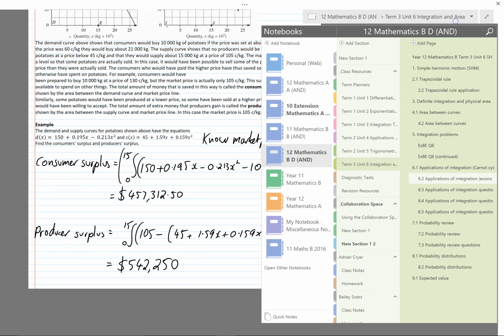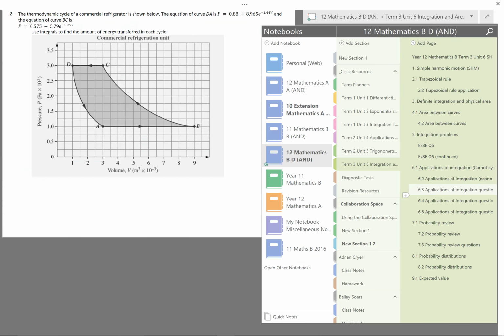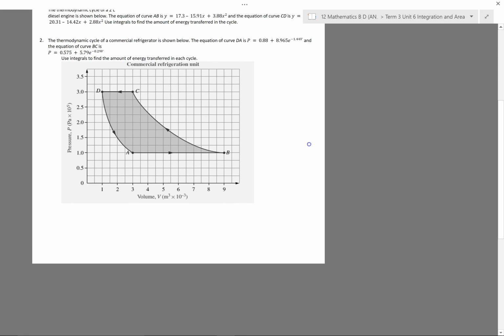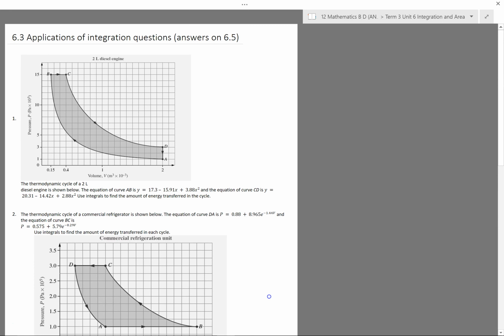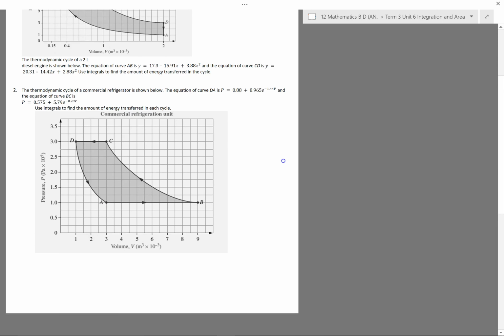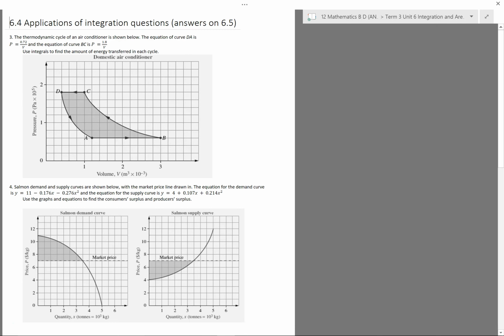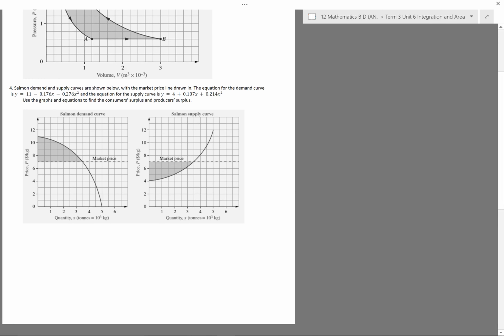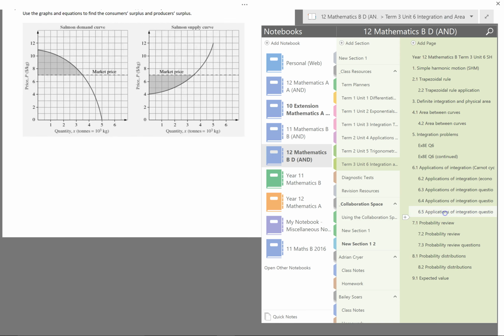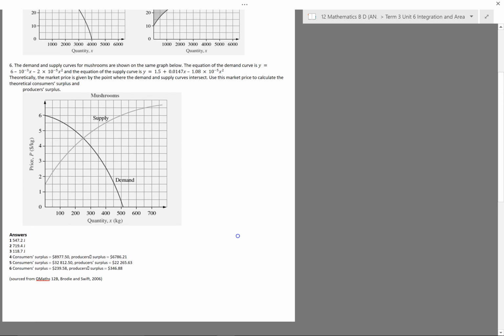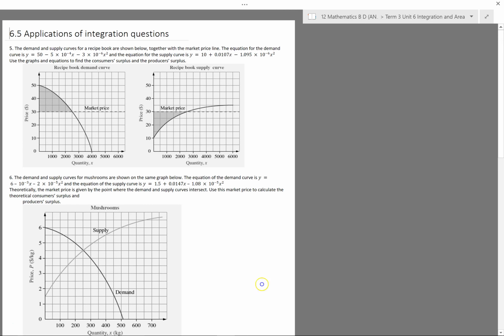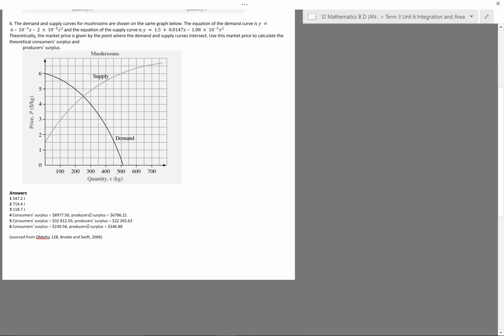So from here, there's a few questions for you to have a go at. There's some on Carnot cycles, more on Carnot cycles, some supply and demand curves, and some other supply and demand curves. Okay, good luck.